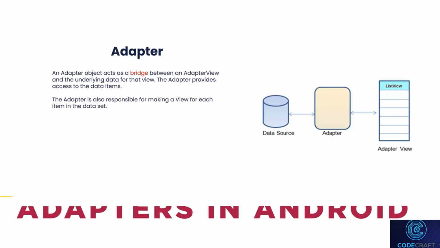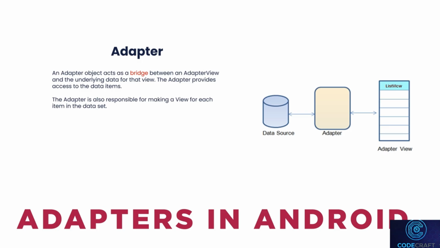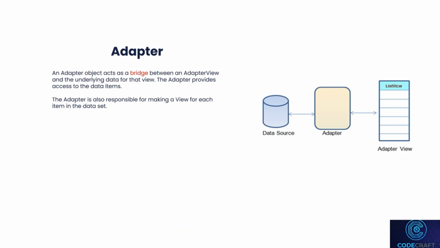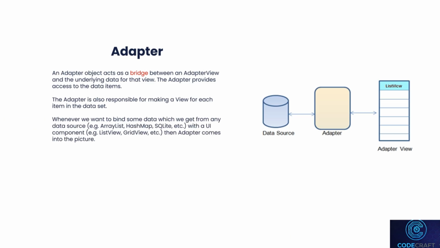Welcome back. In this video, we'll discuss a very important concept in Android, which is the adapters. An adapter basically connects the user interfaces and the data source. According to the Android officials, an adapter object acts as a bridge between the adapter view and the data for that view. Android adapters basically provide access to the data items. The adapter is also responsible for making a view for each item in the data set.